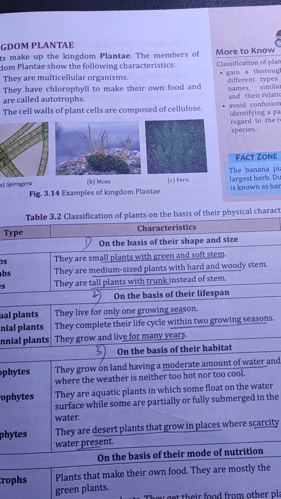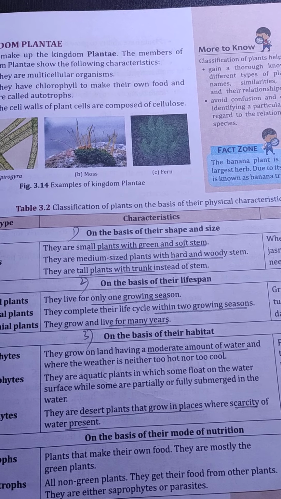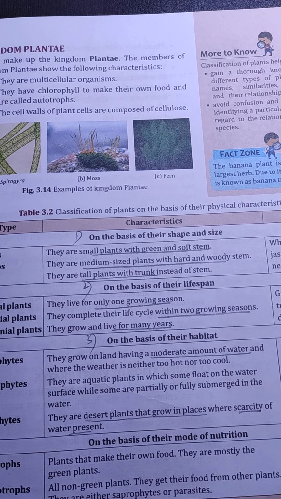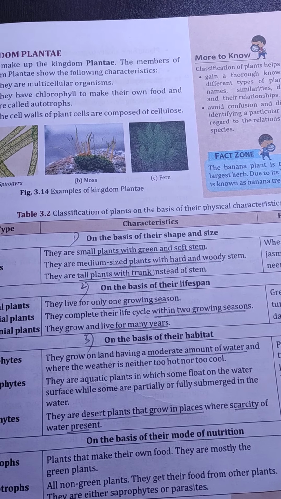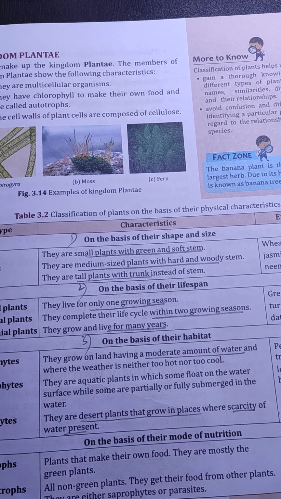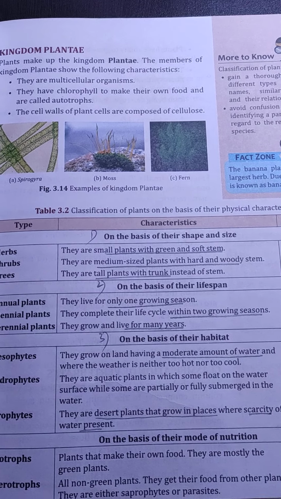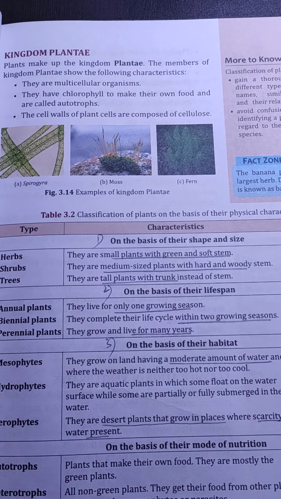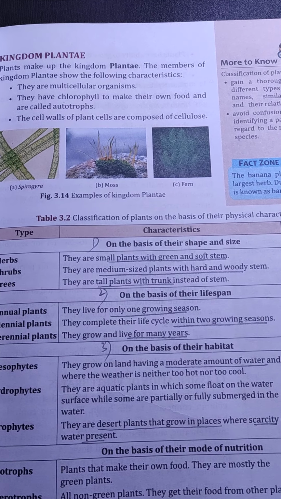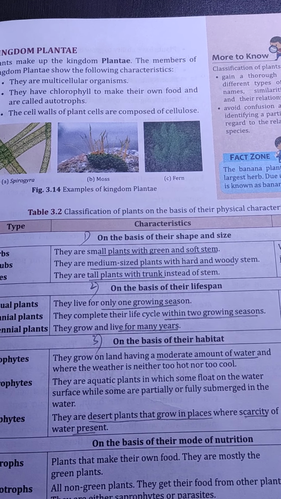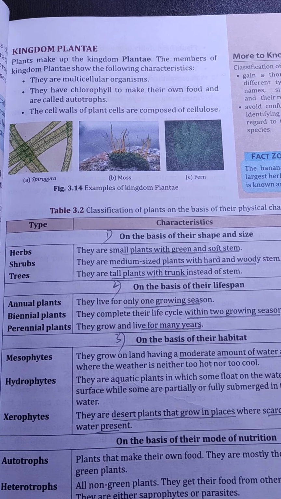So plants are also of various types on the basis of their lifespan. Some plants live only for 1 year, some live for 2 years, while some others live for many years. They are known as annuals. Annuals means for 1 year. Biennial means they complete their life cycle within 2 growing seasons, and perennial means they grow for many years. Examples of annuals are rice and wheat, biennials are carrot and turnip, and perennials are banyan tree and mango.